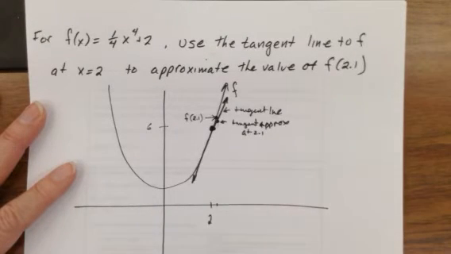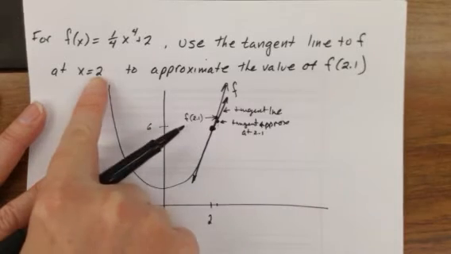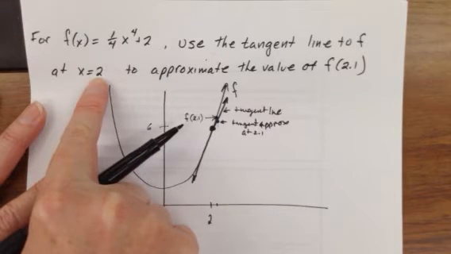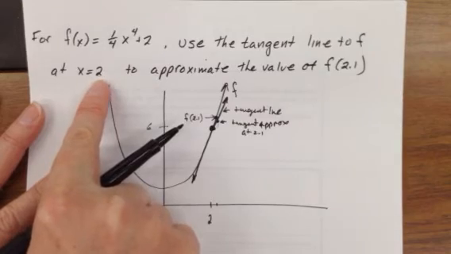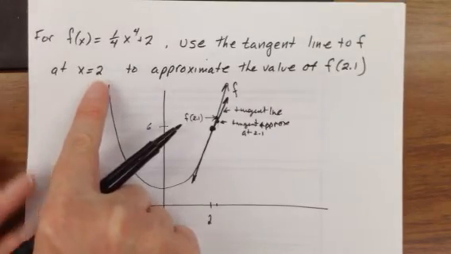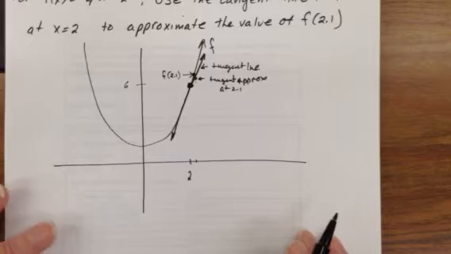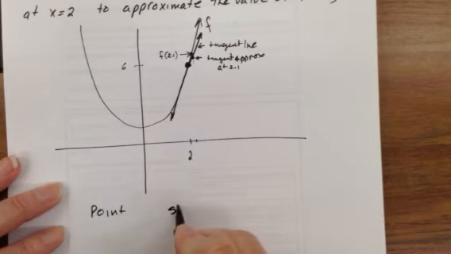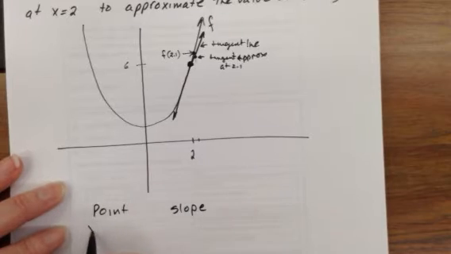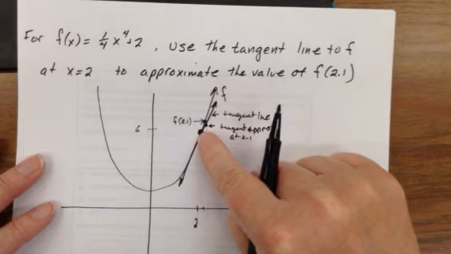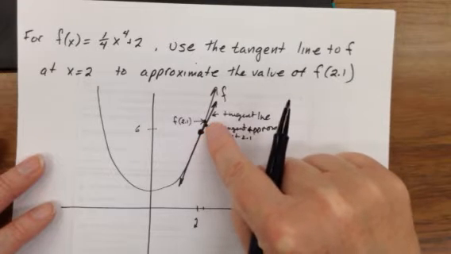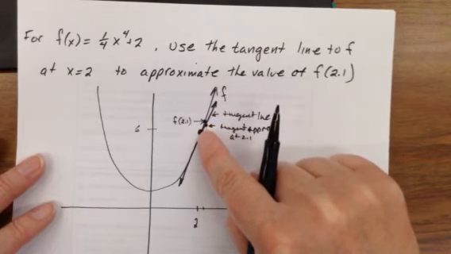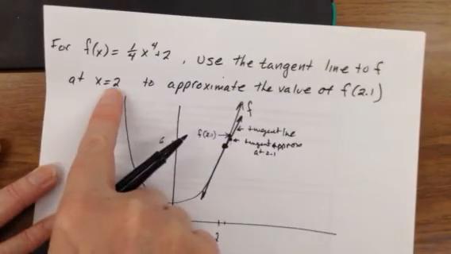All right, so how do we go about doing this? Well, we need to come up with the equation of a tangent line at a value of 2. What do you need? You need a point and you need a slope. So let's start with the point. We've been given the x-coordinate of 2. The tangent line is at 2, not the approximate value 2.1. The tangent line is touching at 2. So it says right here, at 2.